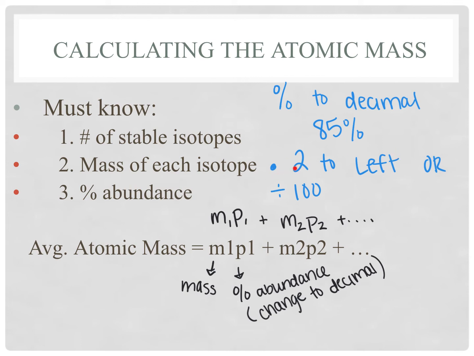Or if you're just good at moving decimals in your head, you could move the decimal from here over 2 places to 0.85. So you pick. You can type it in your calculator, divide by 100, or move it 2 to the left. If you're going to take your percent and change it to a decimal, you just move the decimal 2 to the left or divide by 100.